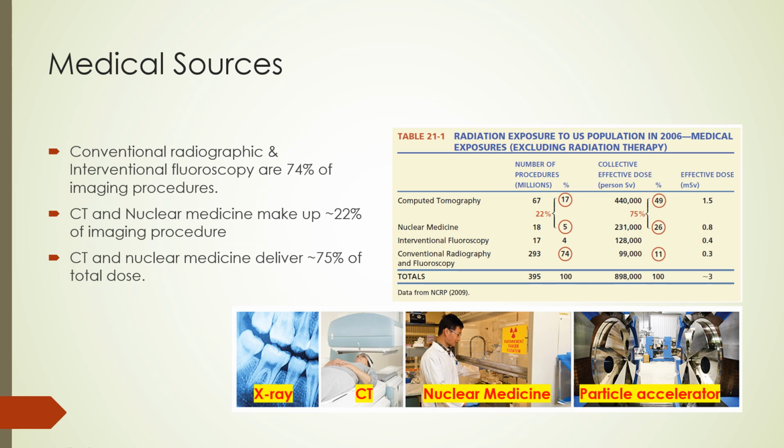Compared to CT and nuclear medicine procedures, radiographic and non-interventional fluoroscopy account for approximately 74% of imaging procedures but result in only 11% of the collective effective dose as shown in the table. Although CT and nuclear medicine account for approximately 22% of all medical imaging procedures, they deliver approximately 75% of the collective effective dose.